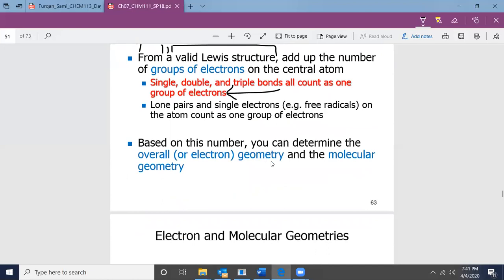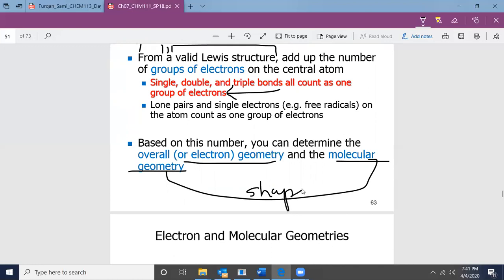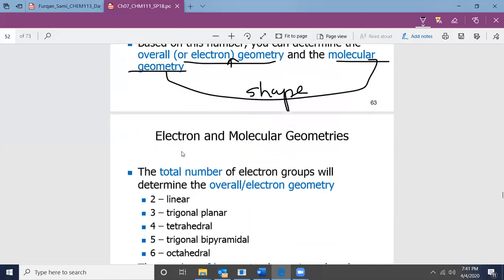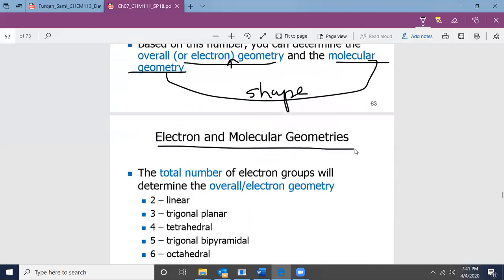Based on this number, you can determine the overall geometry. We're going to talk about two types of geometries. One is called electron geometry. The second one is the molecular geometry. Molecular geometry is actually the shape of the molecule. Electron geometry is not the shape of the molecule. Keep that in your mind. Electron geometry includes the lone pairs, not only the shared pairs of electrons. We'll keep that difference here, and we'll do some examples and you will understand. Electron and molecular geometries.